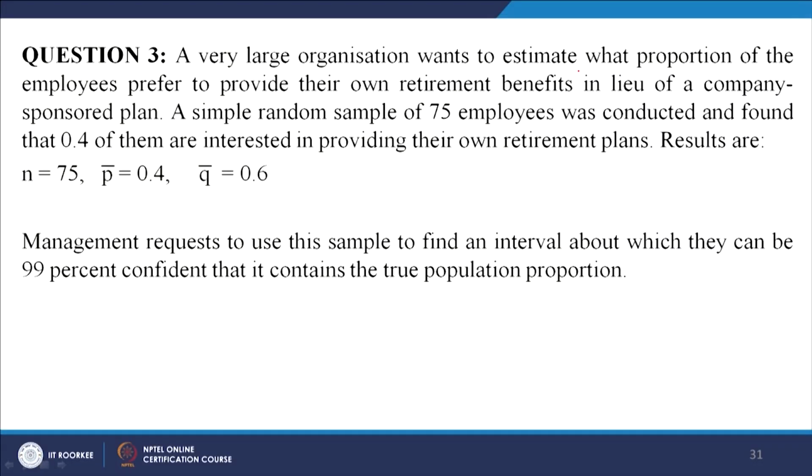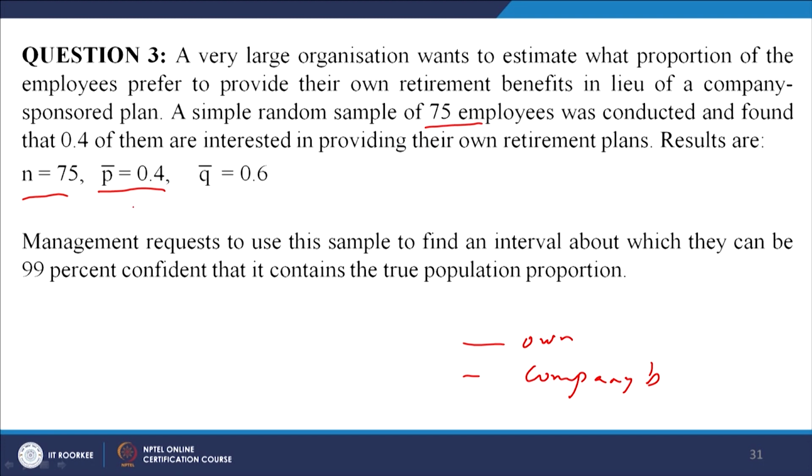So, a very large organization wants to estimate what proportion of the employees prefer to provide their own retirement benefits in lieu of a company sponsored plan, right. There is a choice that the people can have their own retirement benefits or they can take the company's. A simple random sample of 75, n is equal to 75, was chosen and found that P, the proportion of success, was 0.4. 0.4 of them are interested in providing their own retirement plans.